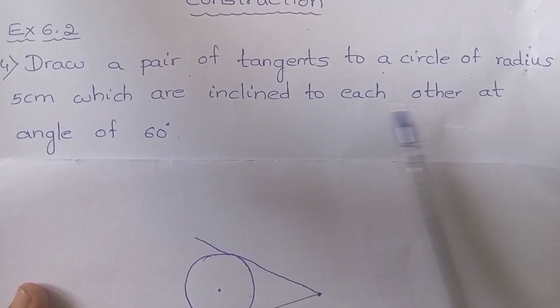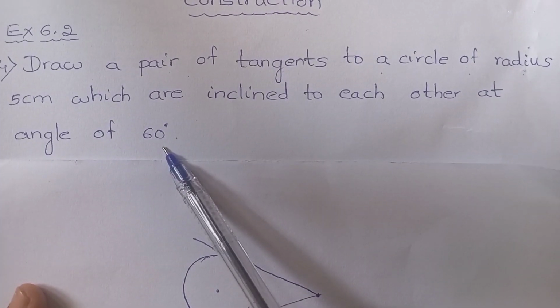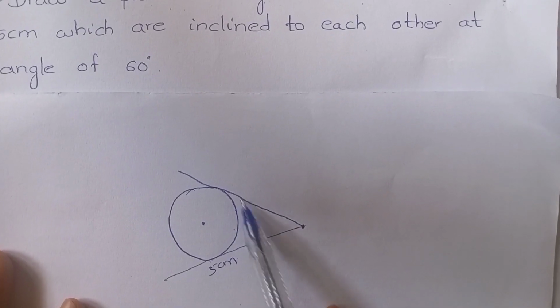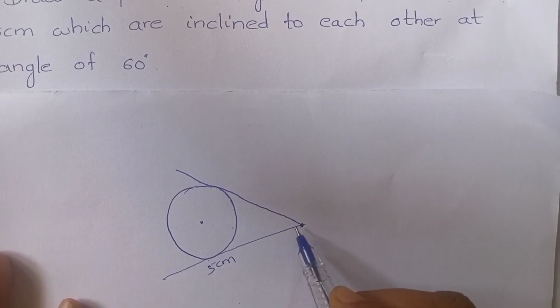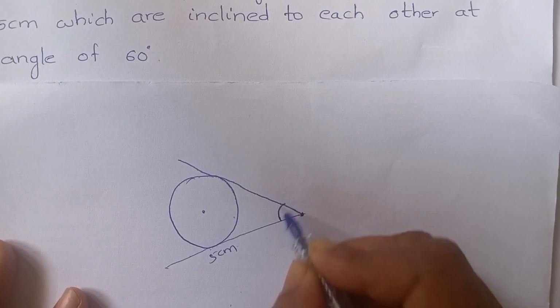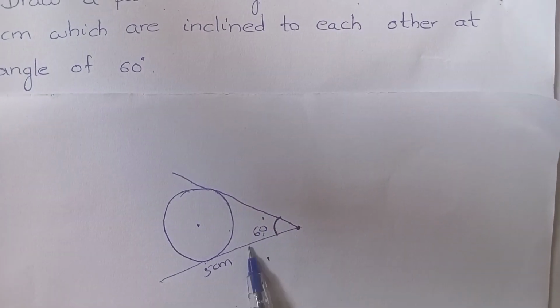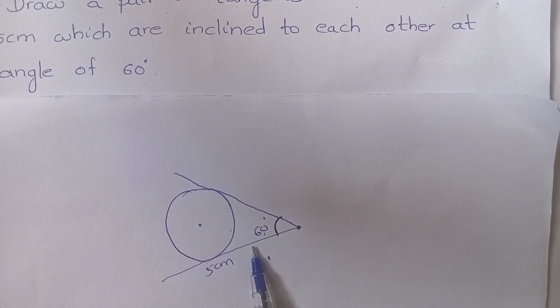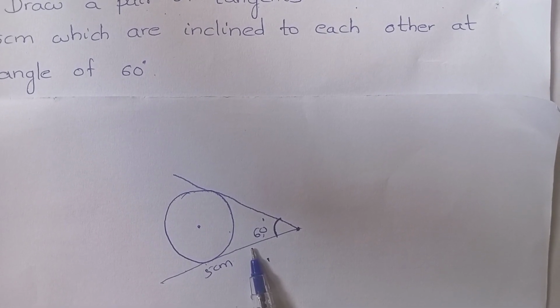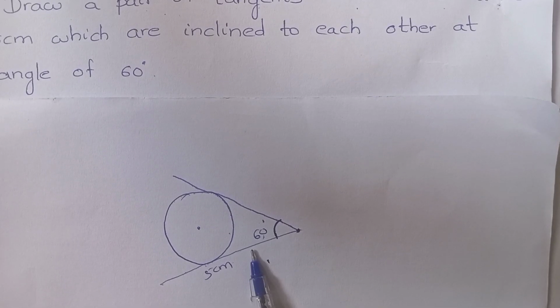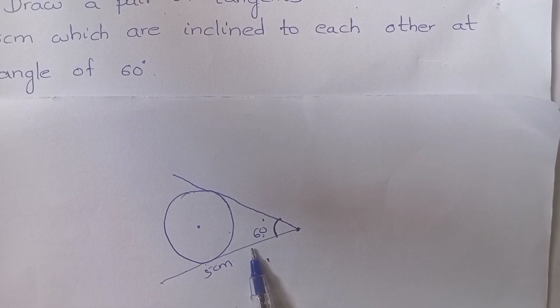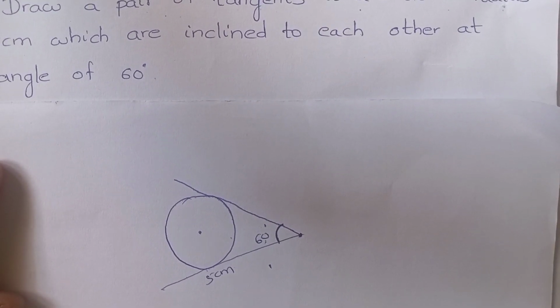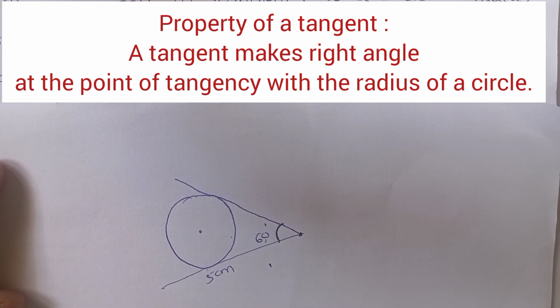Which are inclined to each other at an angle of 60 degree. It means the tangents are inclined at an angle 60 degree. To construct this, we must know two properties. One is the property of a tangent, and another one is the property of a quadrilateral. And we know the property of a tangent, that is the tangent makes a right angle at the point of tangency with the radius of a circle.